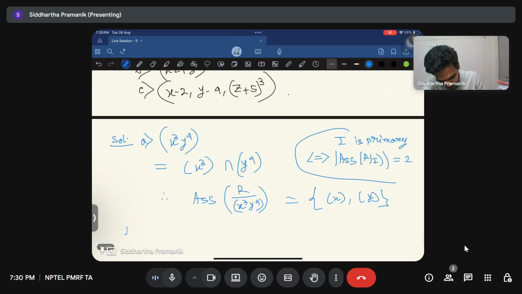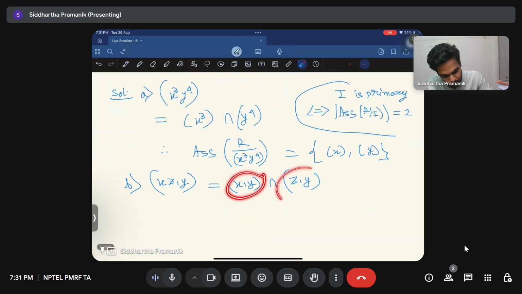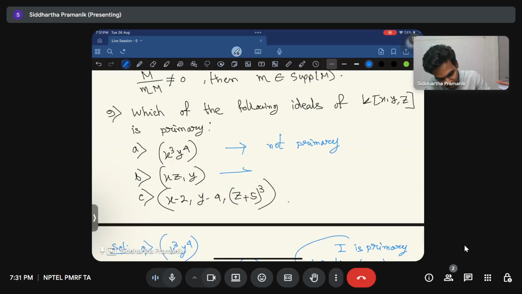So what about the second one? It is xz, y. So note that this can be written as the intersection of (x, y) and (z, y). So this is also a primary decomposition and these are prime ideals. So this is basically the ideal generated by x, y and the ideal generated by y, z. So this has cardinality two. This is also not primary.